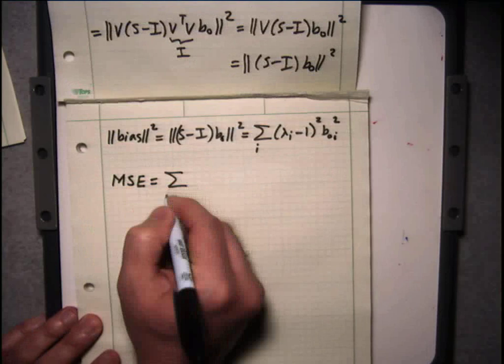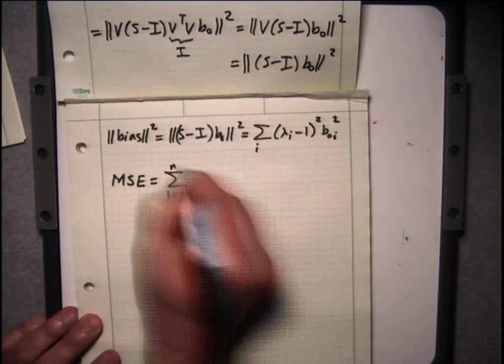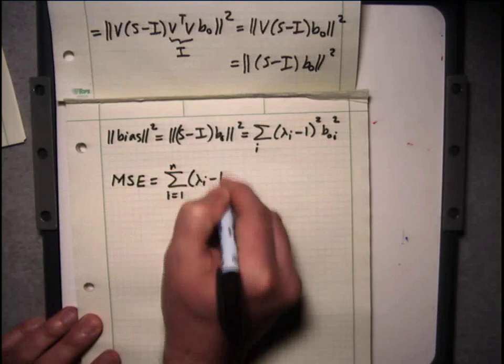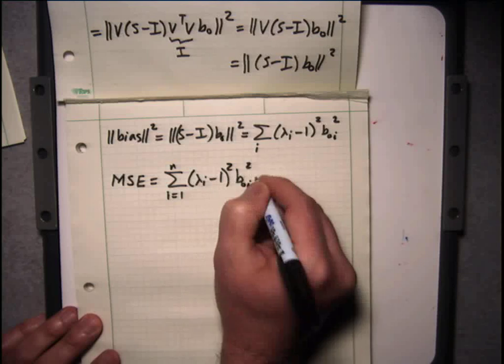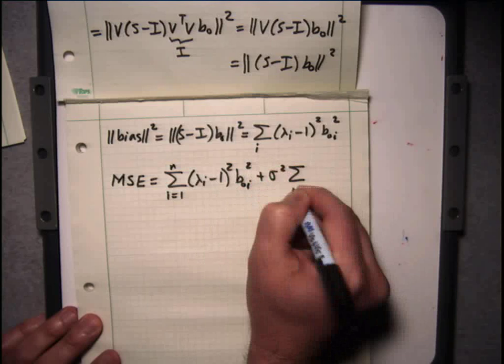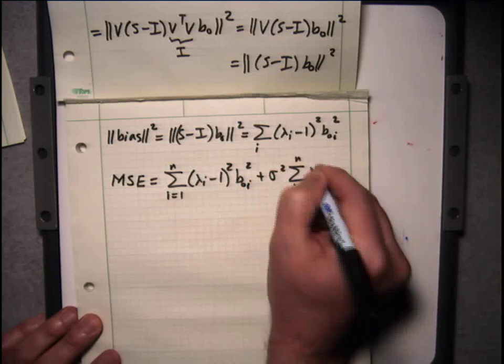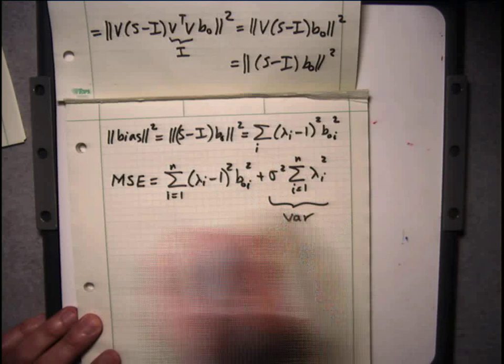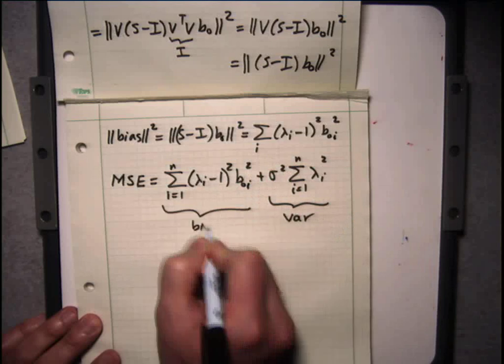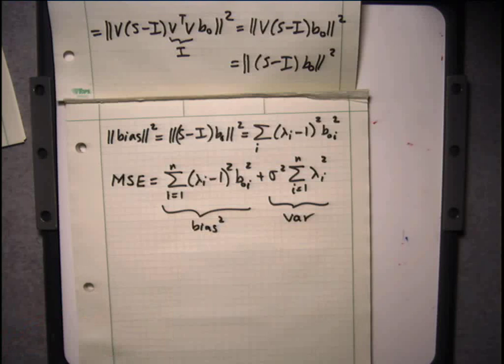It's the sum from i equals 1 to n of (lambda_i minus 1) squared V0i squared, plus sigma squared times the sum from i equals 1 to n of lambda_i squared. So this is the variance, and this is the bias squared. Okay?